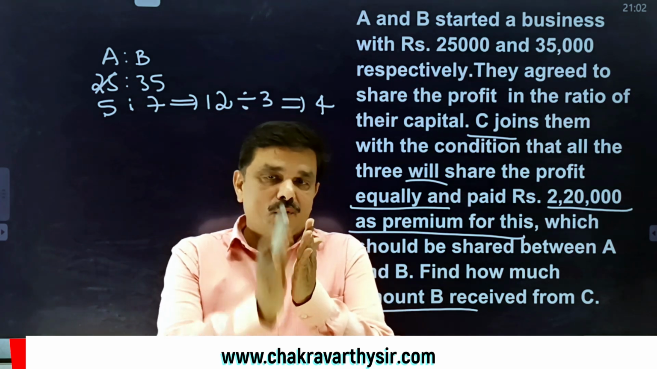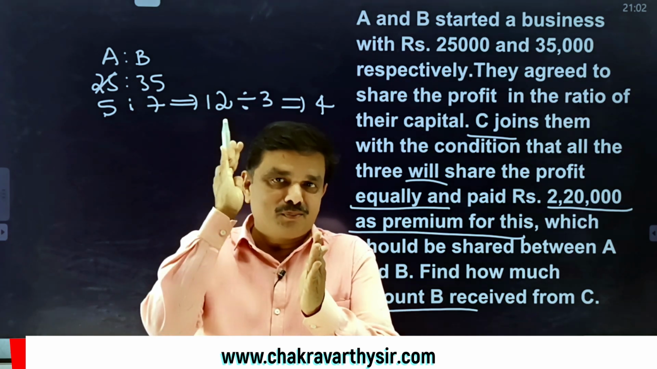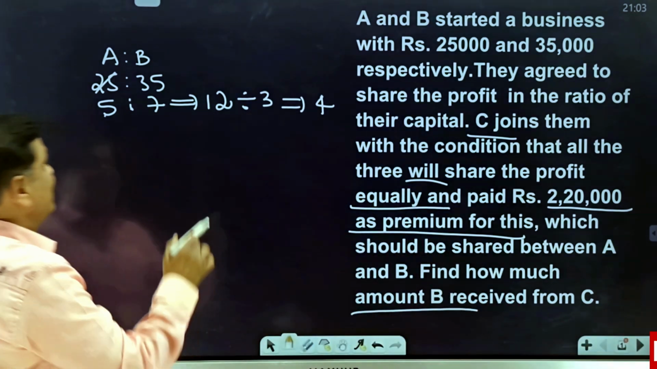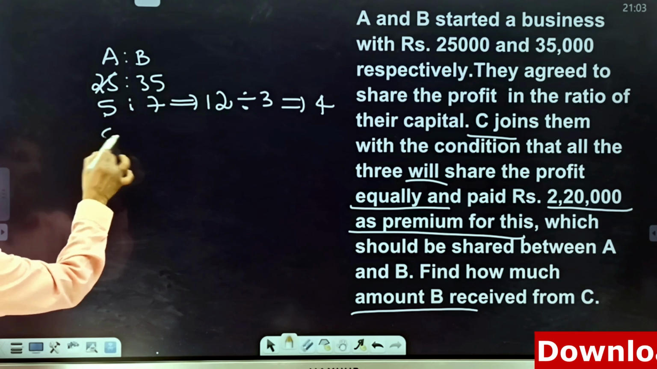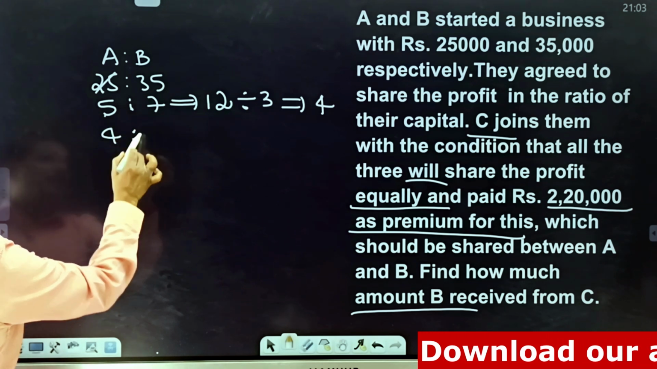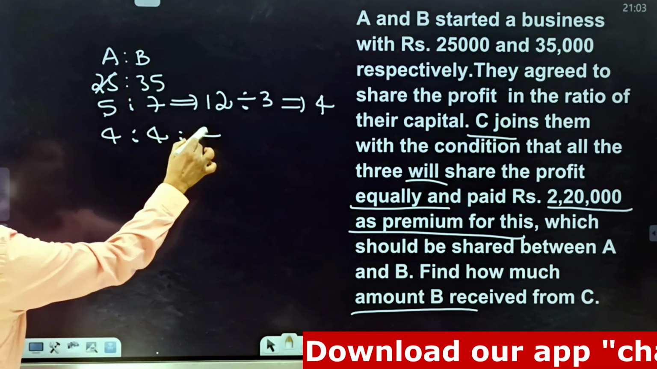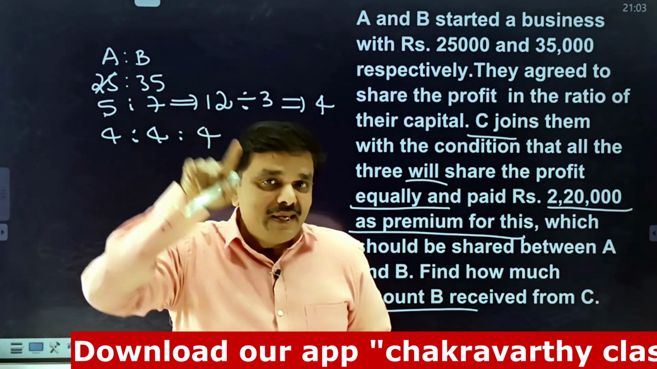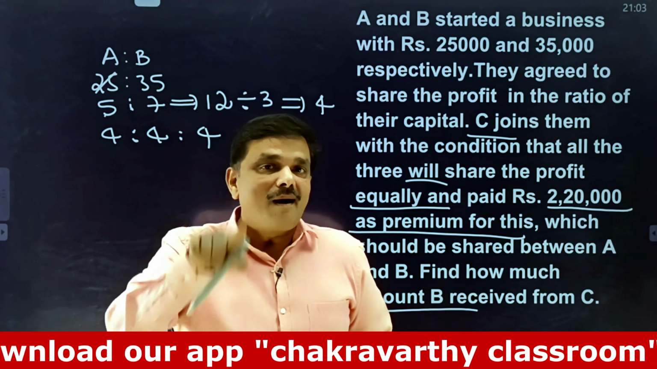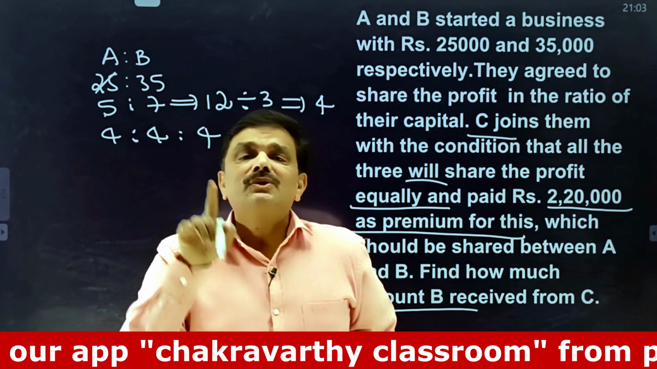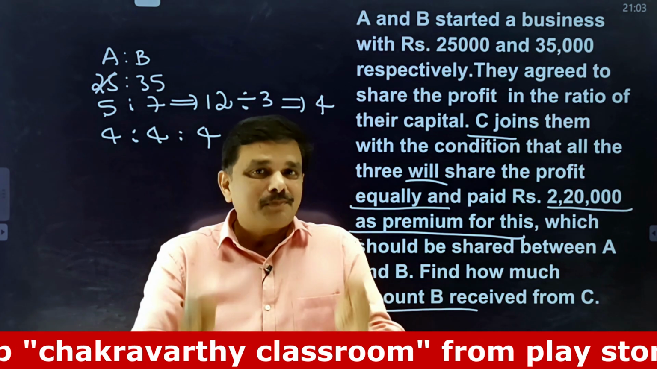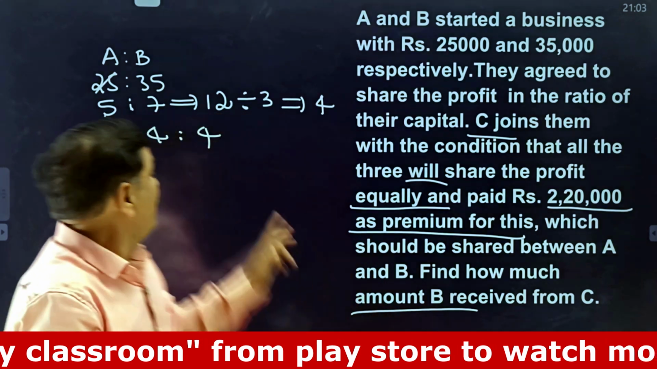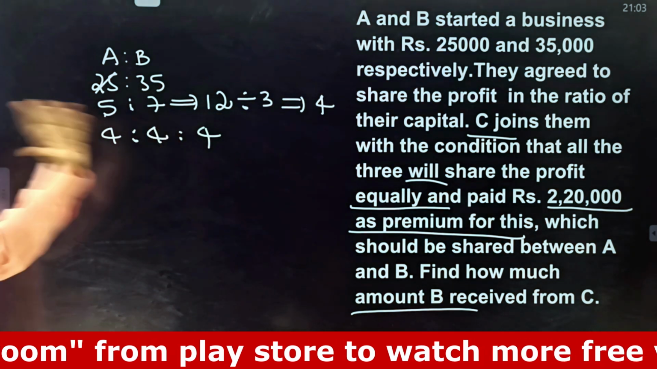All the three persons must keep 4 parts there according to this ratio. That means their investment ratio should be 4 is to 4 is to 4. Isn't it? Now this is equal investment. When it is equal investment, since they have agreed to distribute the profit as per the capital they have kept, as per the investment they have kept, now 4 is to 4 is to 4 it must be.